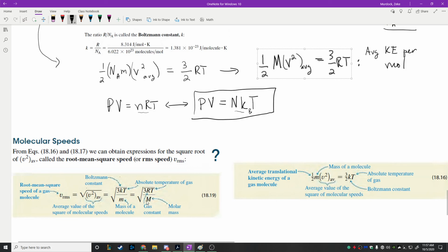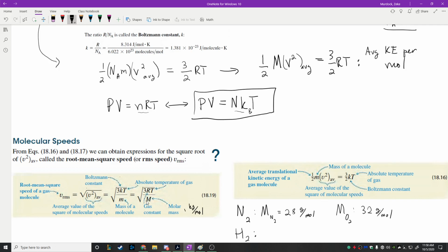Just for example, nitrogen, N2, has a molar mass that is about 28 grams per mole. Oxygen, the molar mass of oxygen is about 32 grams per mole. Oh, and by the way, you actually have to convert these to kilograms to use this equation, right? This needs to be in kilograms per mole. But something like hydrogen is a very light gas, right? So hydrogen gas, the molar mass of hydrogen, I think, is 2 grams per mole.